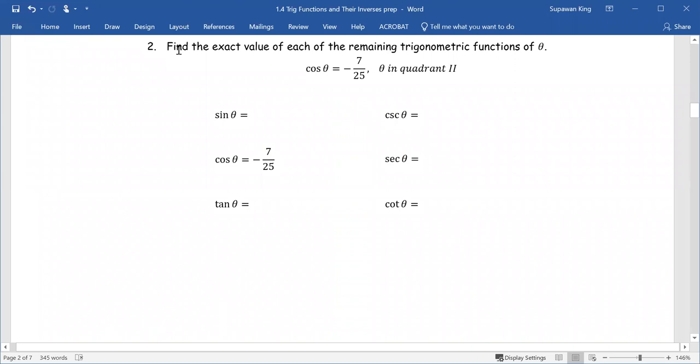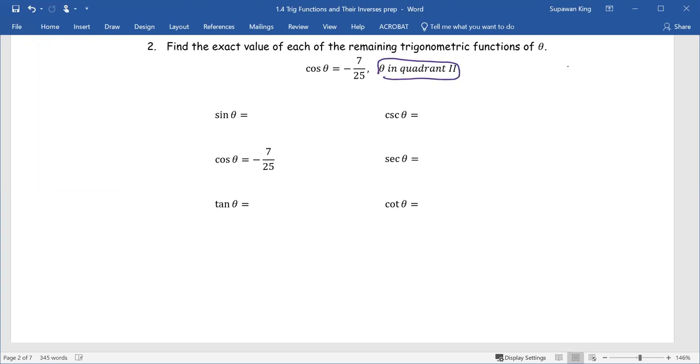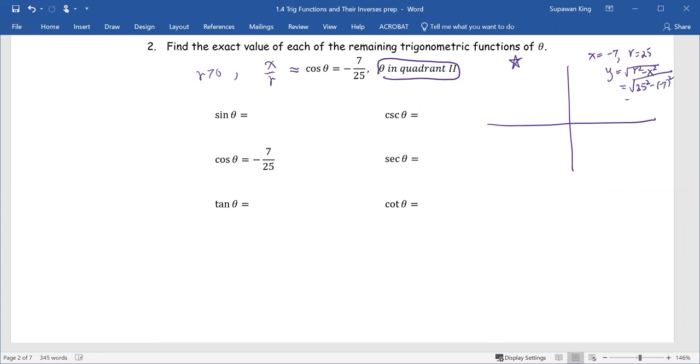In this example, find the exact value of each of the remaining trigonometric functions of theta. Theta is located in quadrant 2, and the cosine is negative 7 over 25. By definition, cosine is x over r, and r is always positive, because r is the distance from the origin to the point on the circle. In this case, x equals negative 7 and r equals 25. We are going to find y. Y is the square root of r squared minus x squared, or square root of 25 squared minus negative 7 squared.